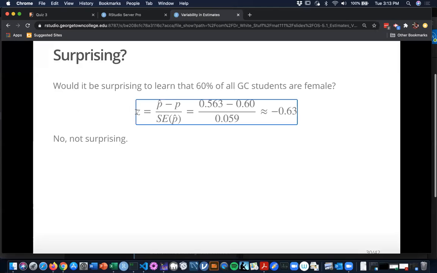Well, what you do is compute a z-score: your point estimate p hat minus this p that you've just learned, divided by the standard error for your p hat. So 0.563 was what you got, 0.60 is what the registrar says is the actual value of p, and 0.059 is our approximation for the standard error of the p hat. It turns out you get minus 0.63. So the p hat is less than a standard error away from the p. You would not be very surprised to learn that 60% of all Georgetown College students are female. You kind of expected your p hat to be off by a bit.